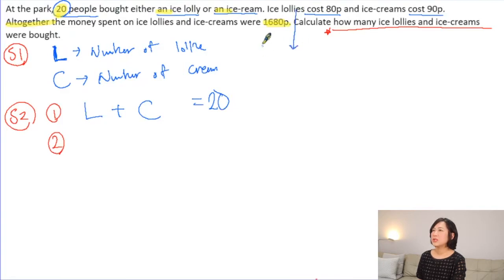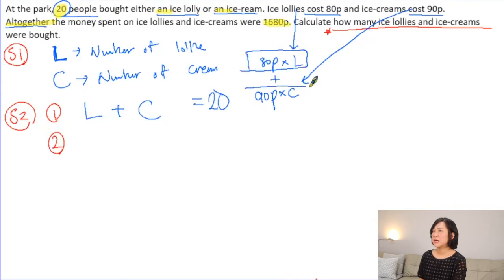Then let's focus on the cost. One ice lolly costs 80p. The total price of the ice lollies is what? We've got L ice lollies, so that gives you 80p times L. Then let's focus on the ice cream. The ice cream costs 90p, and we have C ice creams. Altogether we add them together. Then we can also see our total price, that is 1680. So let's form our equation: 80L plus 90C makes the total price 1680.